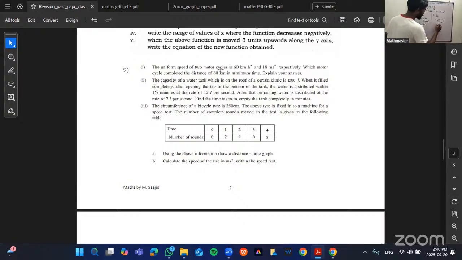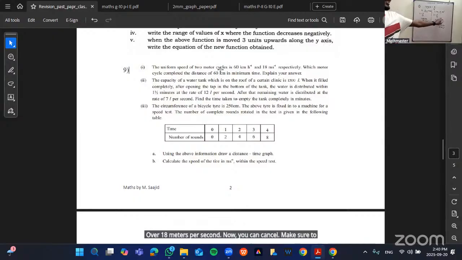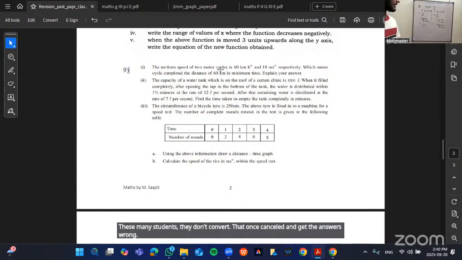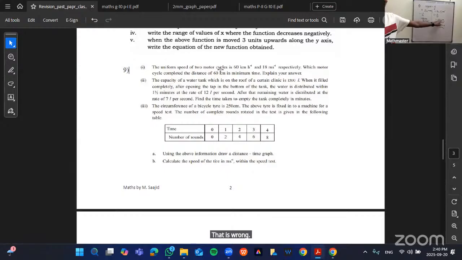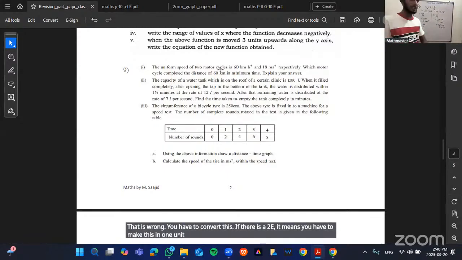60 kilometers means 60,000 meters over 18 meters per second. Now you can cancel. Make sure to convert this. Many students don't convert. They cancel at once and get the answers wrong. That is wrong. You have to convert this. If there are 2 units, you have to make this 1 unit and then cancel. If not, it's wrong. Right?